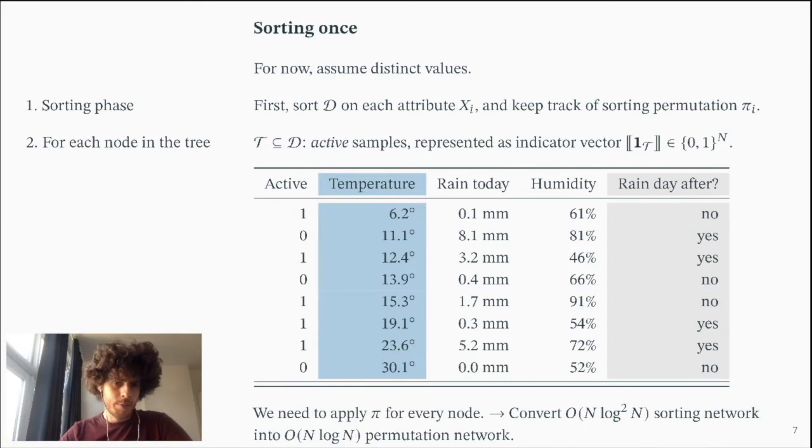We need to apply this permutation for every node, so this also becomes a bit expensive because this sorting network requires n log squared n of these swaps. And to optimize this, we actually convert this into a permutation network, which is of smaller size.